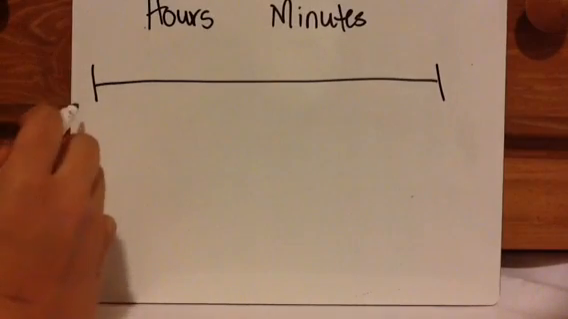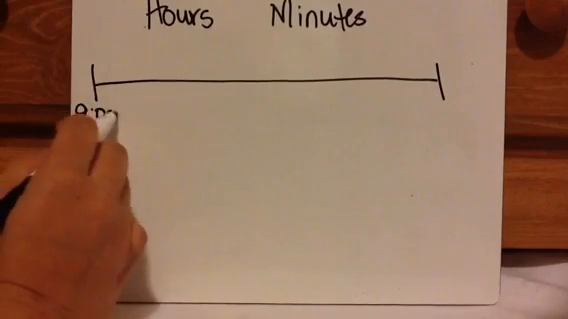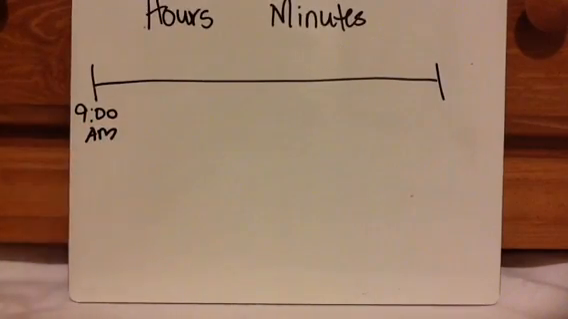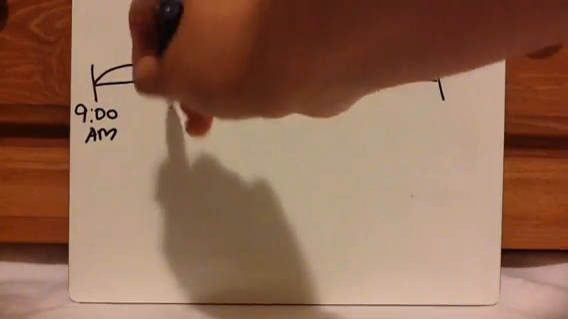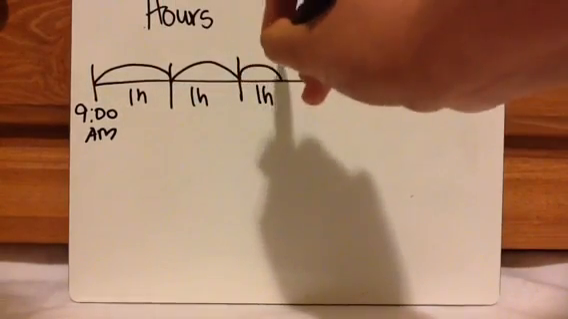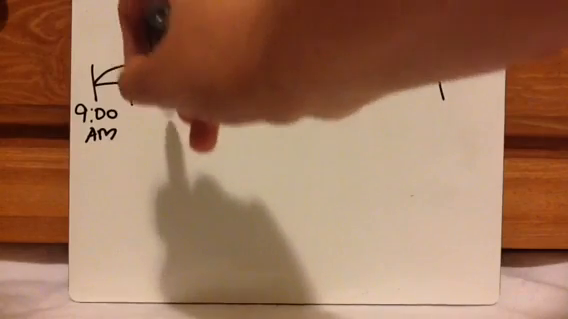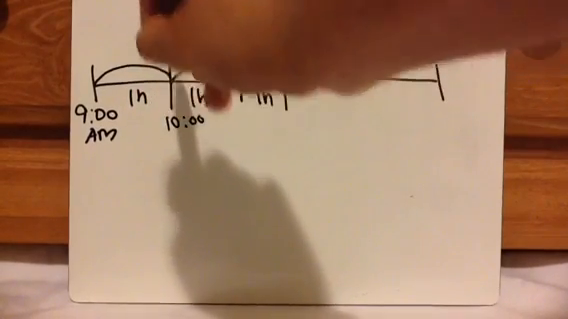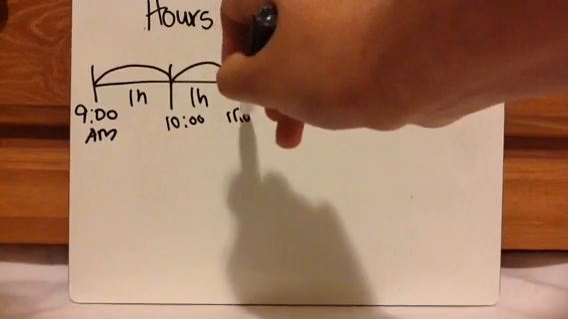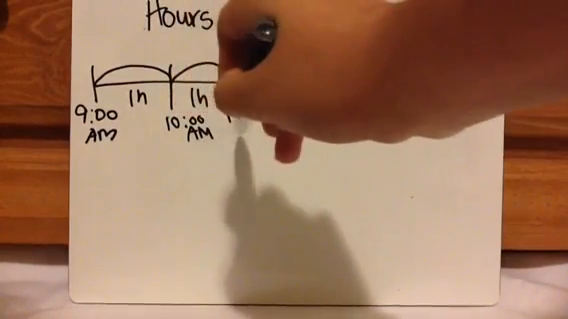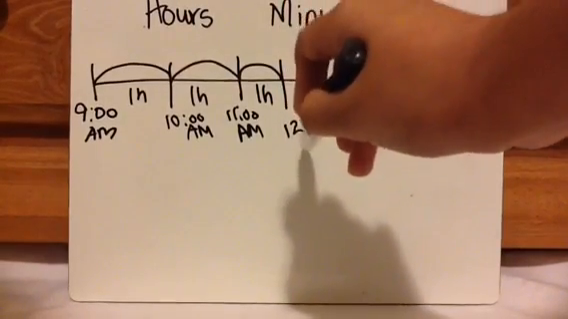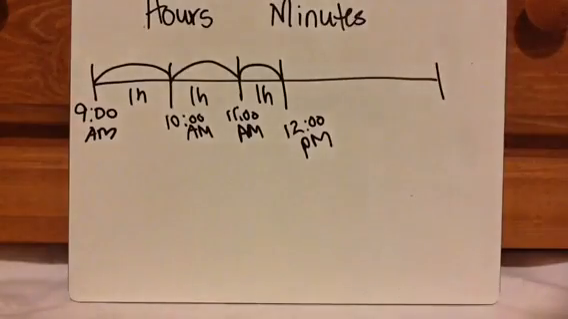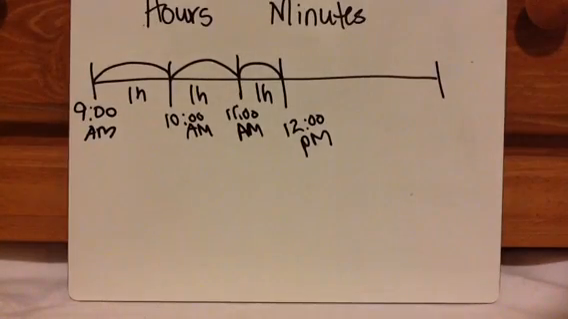So anything you have, any start time, let's say 9 a.m., and let's say I want to add 3 hours. This is what you do. You draw 3 hills to represent an hour. So that's 1 hour, 1 hour, 1 hour. Okay, so 9 plus 1 hour is 10 o'clock. 10 o'clock plus 1 hour is 11 o'clock. 11 o'clock plus 1 hour is now 12. And since I've hit 12, it's now p.m. instead of a.m.